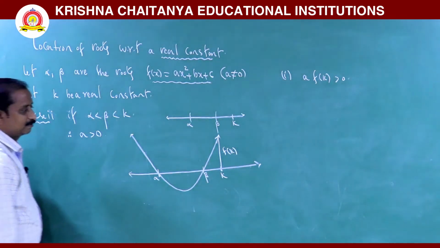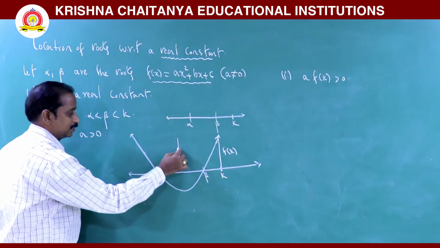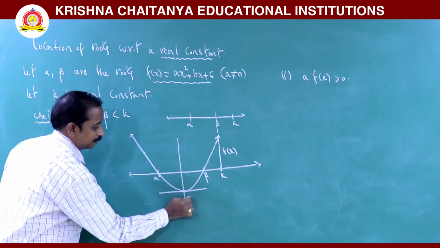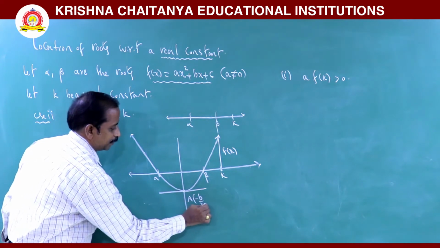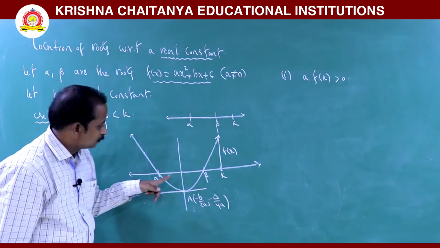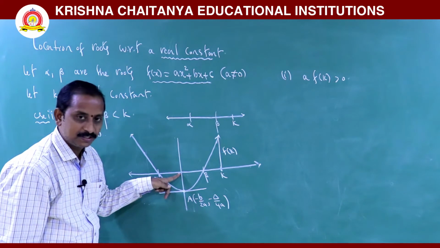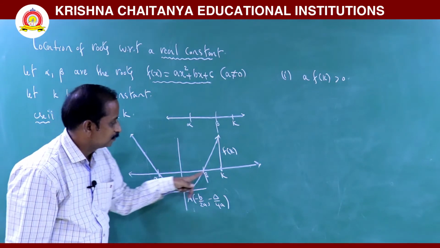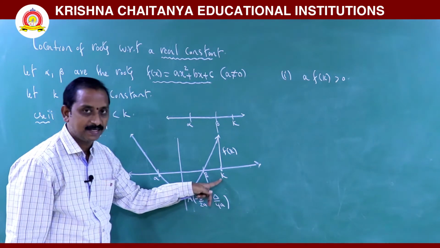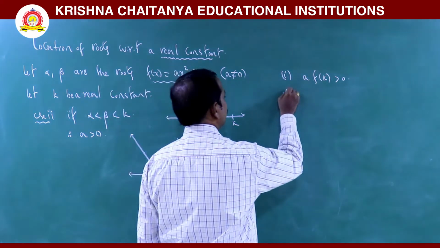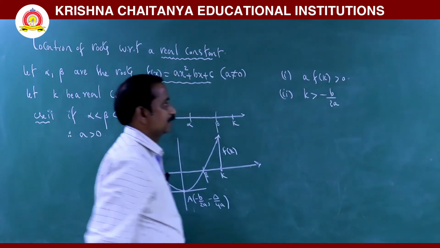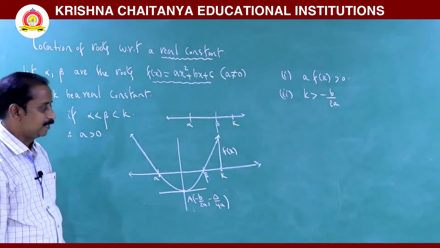Next, come to the second one. Of the parabola, this is the symmetric line, means it is the vertex point. So the vertex is nothing but minus b by 2a comma minus delta by 4a. Now observe, so this is minus b by 2a comma 0. If this is minus b by 2a, this is k, so the minus b by 2a value is always less than k. That means I can write k is greater than minus b by 2a.